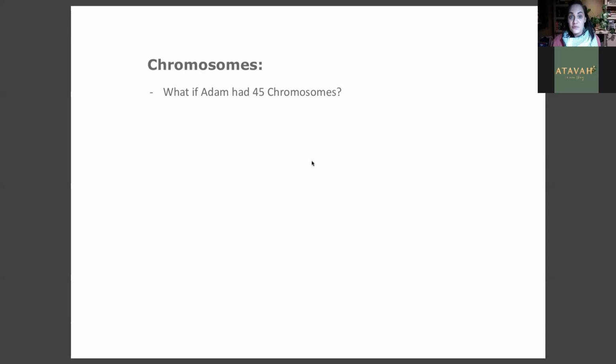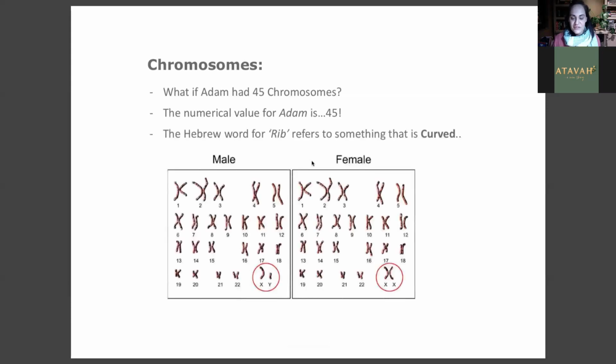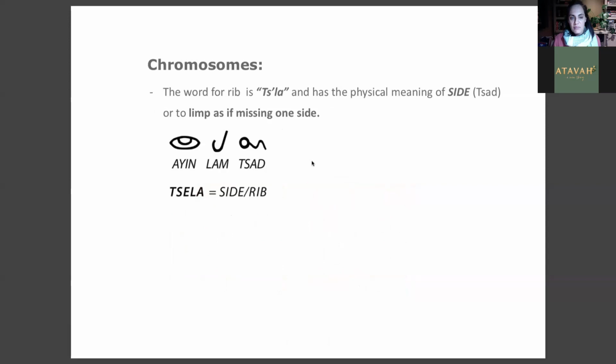Okay. So what really was amazing to me is when I realized the numerical value of the name Adam is 45. The numerical value of the word DNA, if you take it from the Hebrew, is 45. What was also interesting, if you look at the Hebrew word for rib, it refers to something that is curved, which again reminded me of the shape they give to a chromosome. But what was even more interesting is when I looked into the Hebrew word for rib. The Hebrew word for rib is tsala, and it's spelled with a tsad.